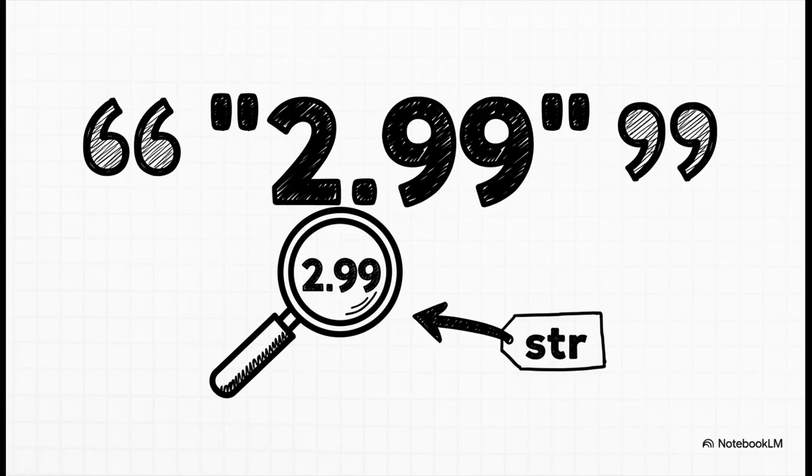And hey, if you're ever in doubt, Python has this awesome little tool called the type function. You just wrap it around your data, and boom, it'll tell you exactly what you've got. In this case, str, which is just short for string.